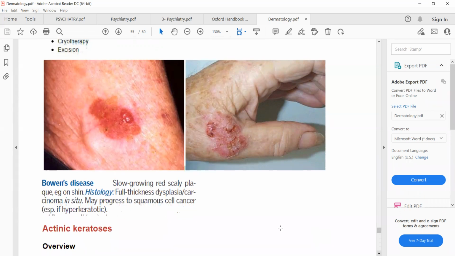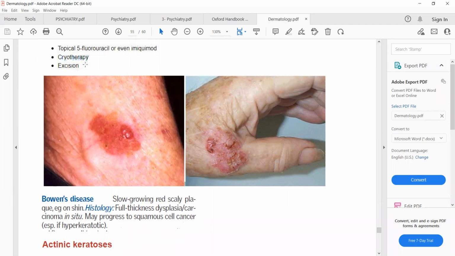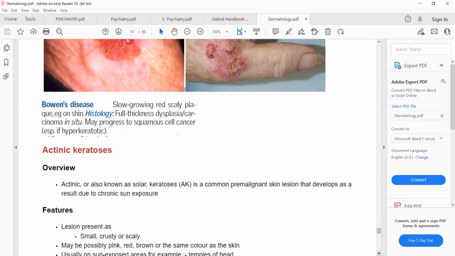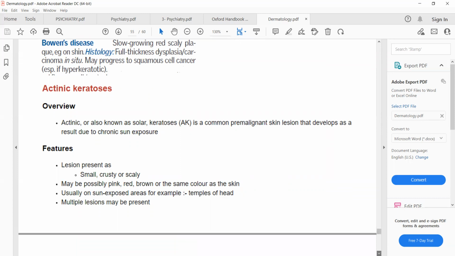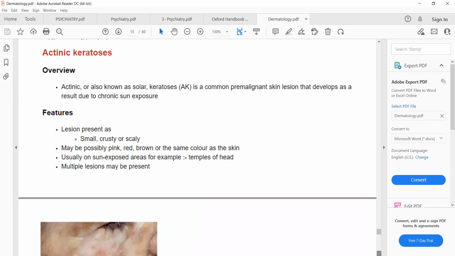So a slowly growing red scaly plaque on sun exposed areas, your diagnosis will be Bowen's disease. And the treatment is topical 5-fluorouracil, cryotherapy, and excision. Actinic keratosis is also known as solar keratosis. It is also a pre-malignant skin lesion that can develop on sun exposed areas and can lead to squamous cell carcinoma.